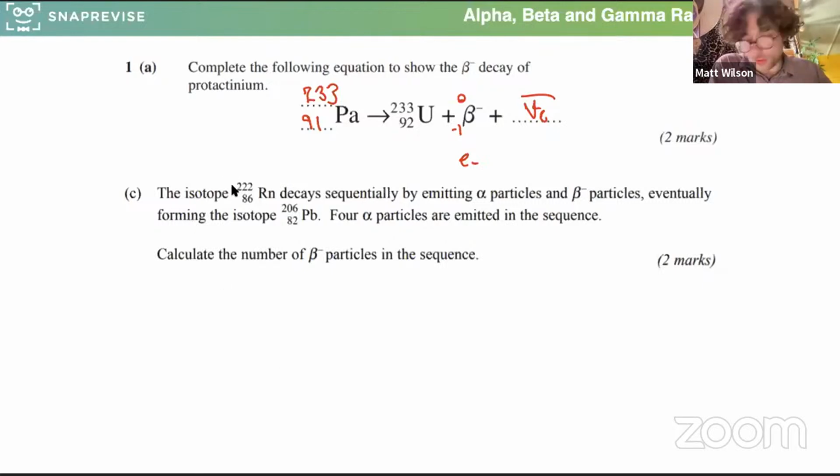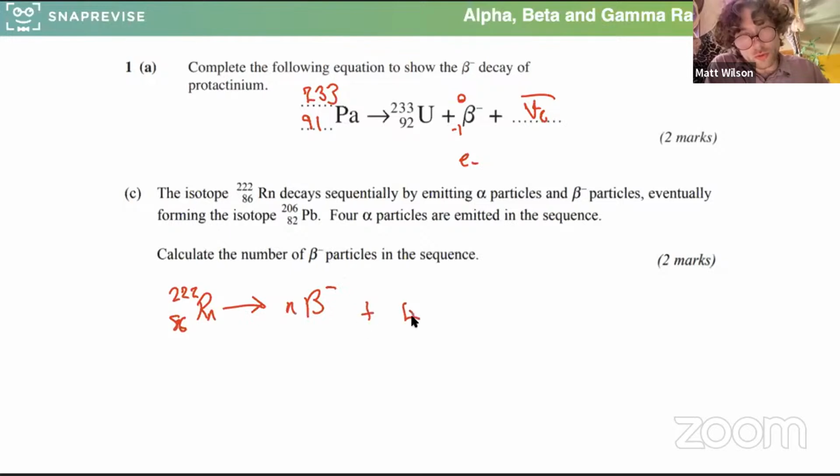Well, let's start with the thing we begin with, which is this Rn. What was it? 86, and then 222. We're told that there's going to be some number of beta minus particles. We're not sure how many yet.